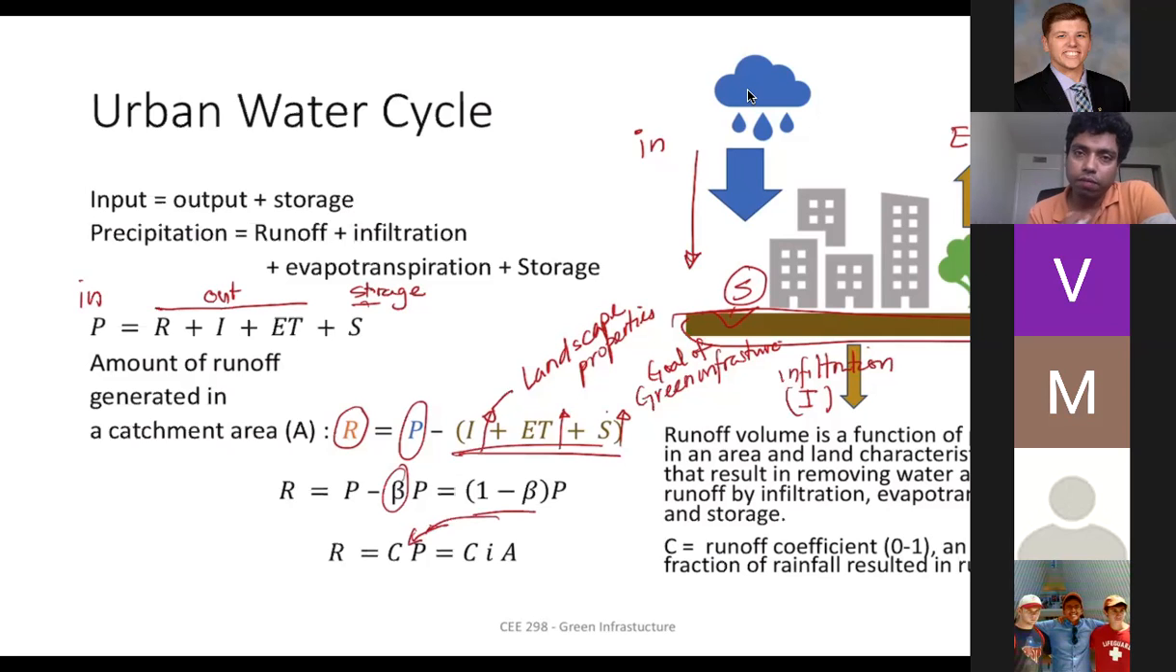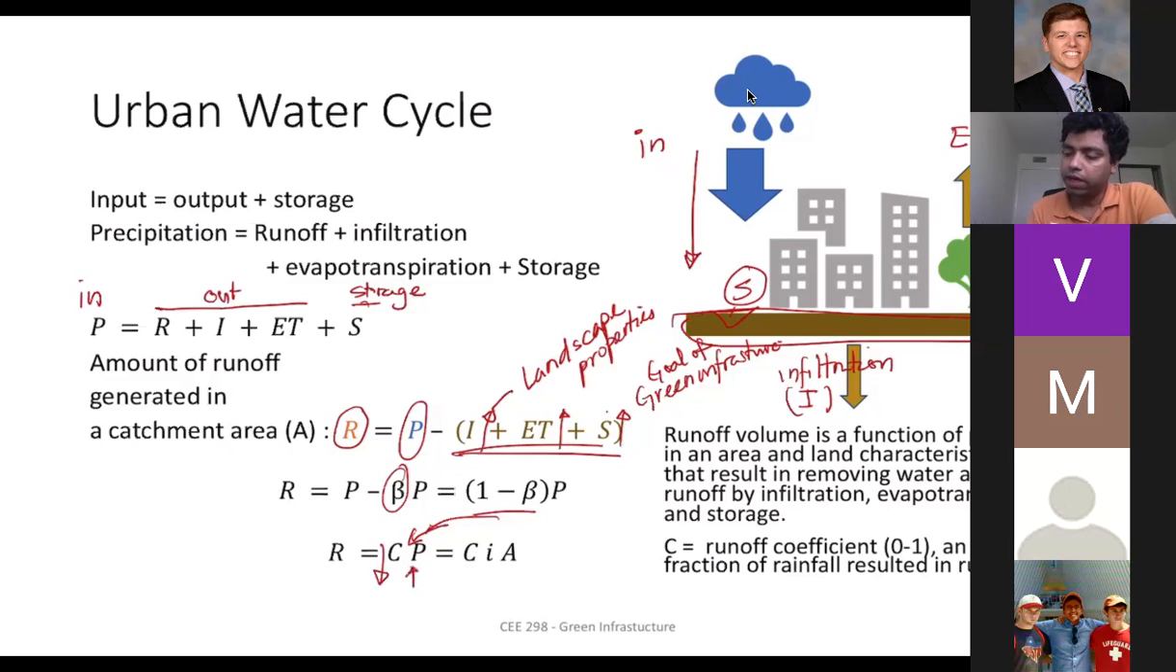Why is this equation pretty significant? It simplifies everything. It says that the amount of runoff generated at any area will be a fraction of the rainfall that occurs in that area, and the rest of the fraction will be lost because of all these other processes. That's the whole idea of designing green infrastructure: to decrease that C, in such a way that only a fraction of the rainfall amount becomes the runoff.